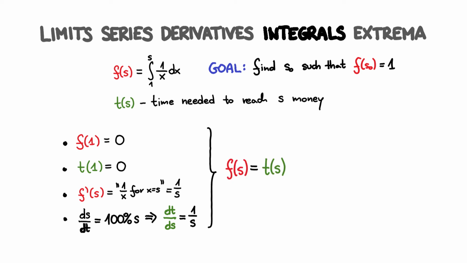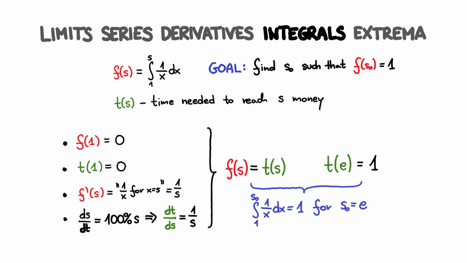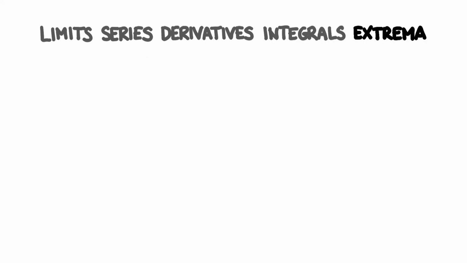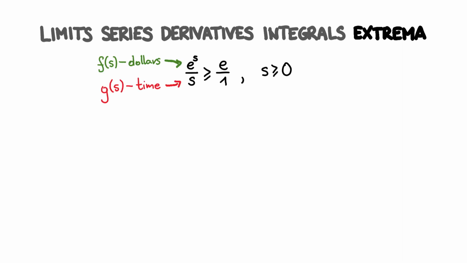Now, since we know that t of e is equal to 1, we see that e is our desired argument s0. Finally, we want to show the following inequality for each x greater than 1. Substituting x with e to the power of s, we have this, or simply this, to prove for each s greater than 0. The quantity on the left describes the ratio between f, our amount of money, and g, the time we need to wait to reach it.